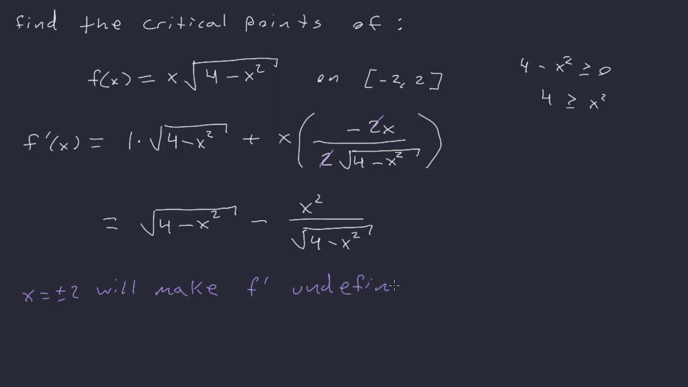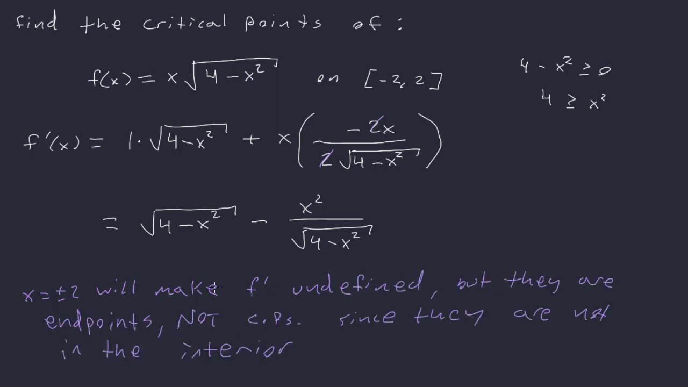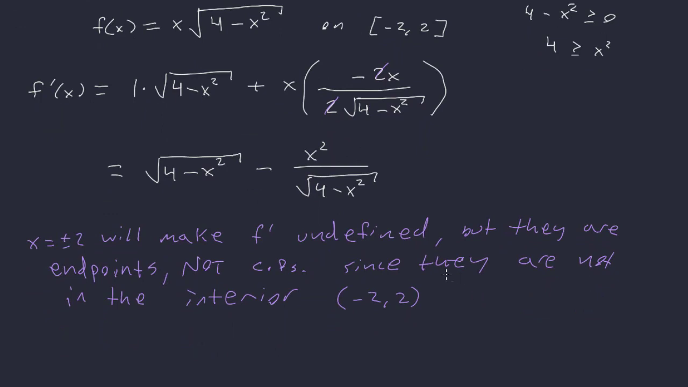But they are not critical points, right? Even though they make the function f prime undefined, they're not critical points because they're endpoints, which means they're not in the interior. So if you're curious what I mean by the interior, if the domain is negative 2 to 2 closed, the interior is negative 2 to 2 open. So we can't include the endpoints of this as critical points. All right, so we don't really need to worry about that. So really all we need to worry about is when this is equal to 0.